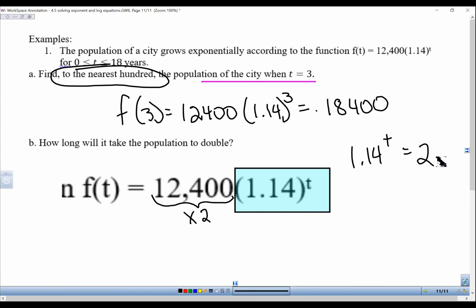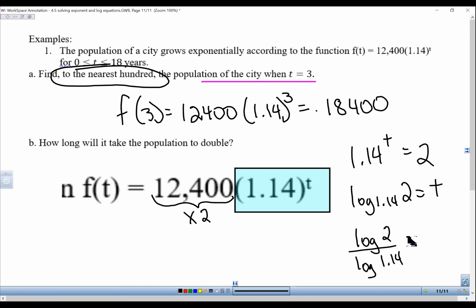So here's really our equation. So we would want to solve for t. So it's an exponential equation. That means we need to write it in log form. So we have log base 1.14 of 2 is equal to t. And because we can't do anything with that base, we need to use change of base. So we have the log of 2 over the log of 1.14 equals t.